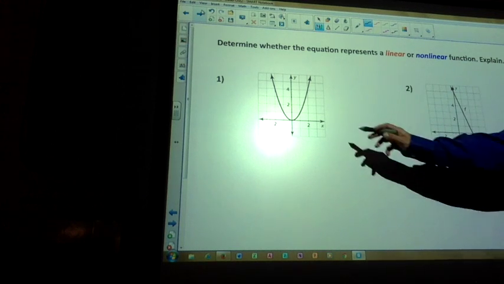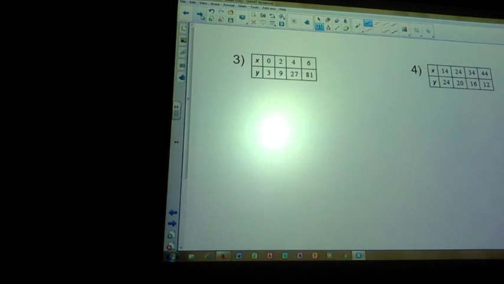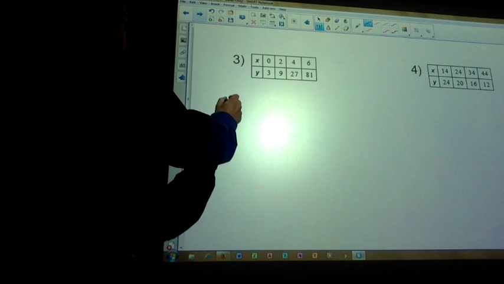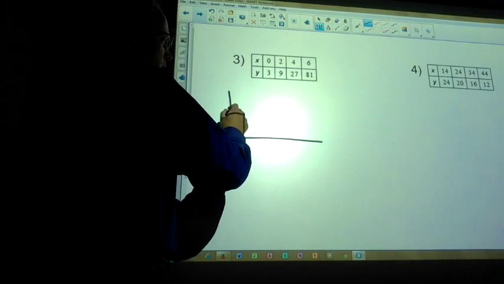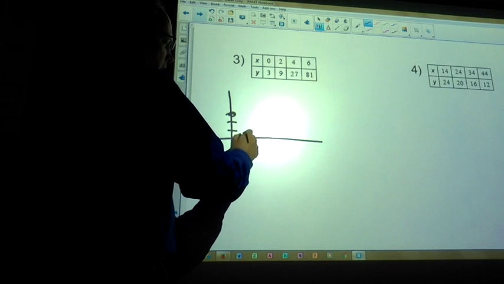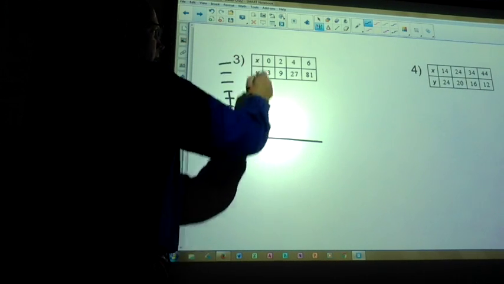X-axis twice. This one could, yes, technically. So it wouldn't work to be a line. All right. So then we have these types of things. So we want to see if they're linear. So some ways we might choose to say it could be linear is I could plot these points. So 0, 3, and 2, 9, 3, 4, 5, 6, 7, 8, 9.